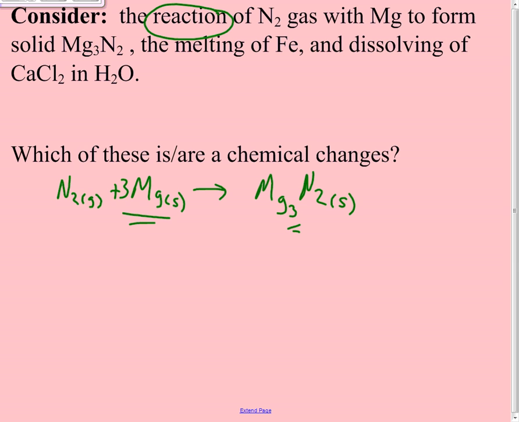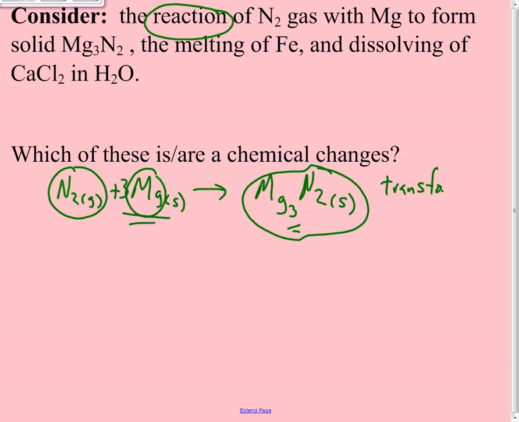Good. Now, what's happened? I started off with nitrogen and magnesium, and I ended up with something new. If it's something new, what happened? That means we had a transformation. If it's a transformation, what does that mean? Well, that means this is a chemical change. And we should have thought that when we saw the word reaction, right? When you see reaction, think chemical change.